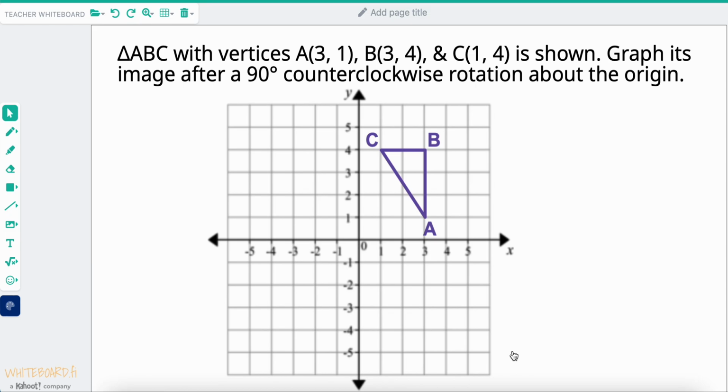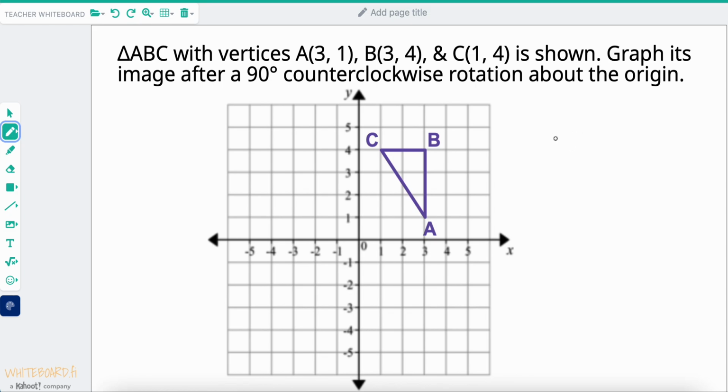Just want to go over how to rotate a figure 90 degrees on a coordinate plane. As you see here, we have triangle ABC. The vertices are given: (3, 1), (3, 4), and (1, 4). So the task is to rotate this 90 degrees counterclockwise.